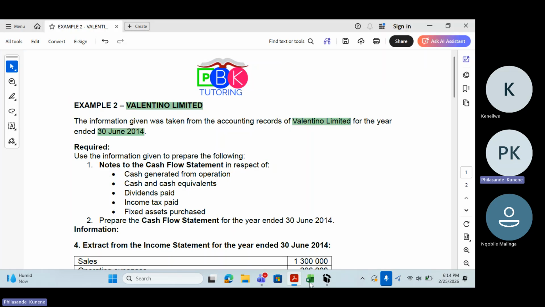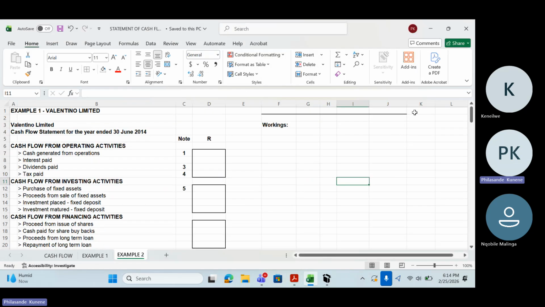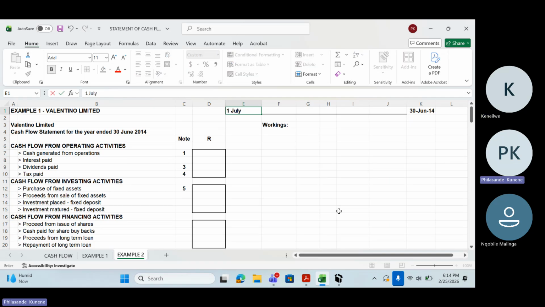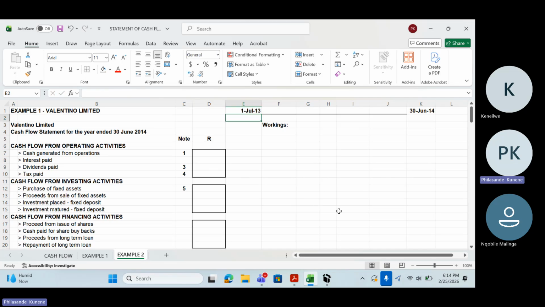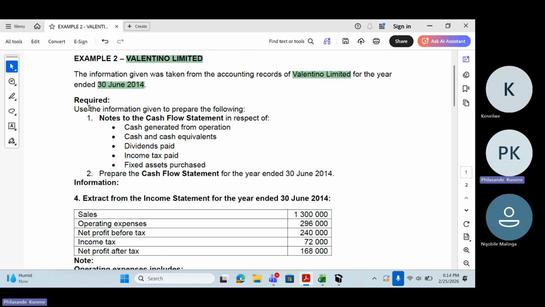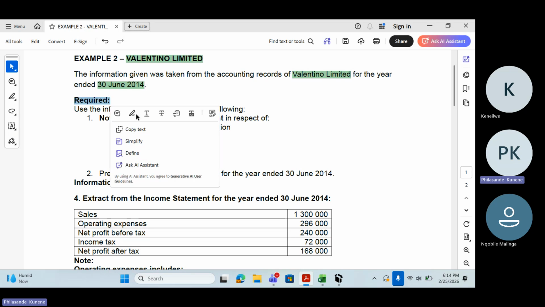So if the year is ending 30 June 2014, when is it starting? What is the beginning of our financial year? The 1st of July, 2013. 1 July 2013. So this is the beginning of our financial period. Okay, so what is required here?